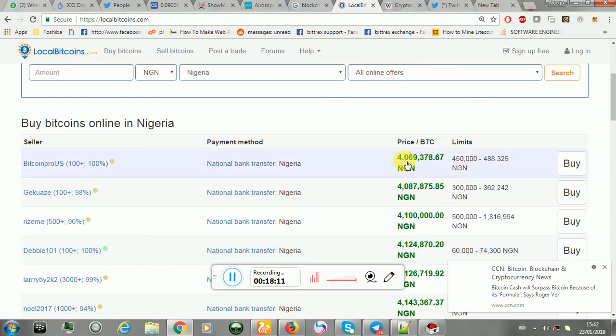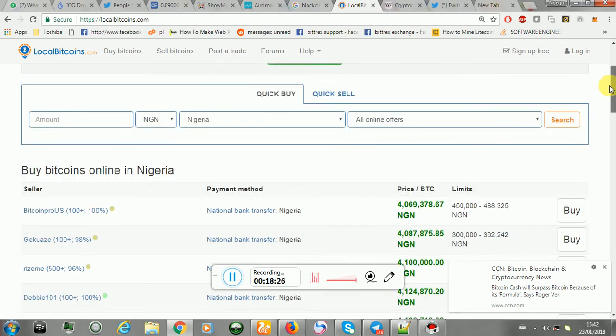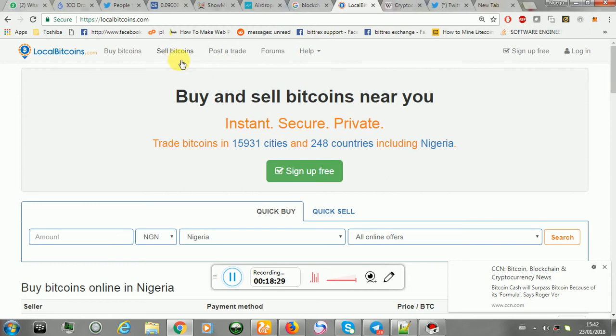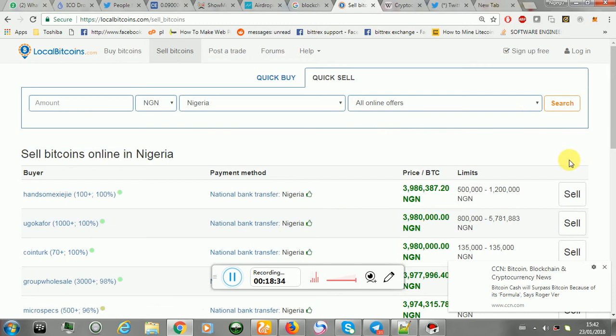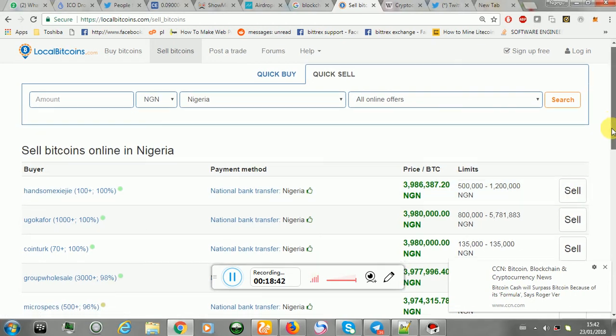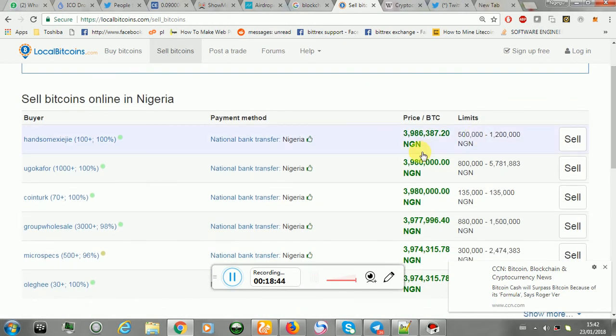Then you can see their rates. This one is selling his Bitcoin for 4,069,378 naira 67 kobo, and so on and so forth. These are their rates and these are their limits. This is where you can actually buy your Bitcoin from. But if you have Bitcoin to sell, you just click on sell Bitcoins, or you click on quick sell. When you click on sell Bitcoins, you see the rates. This is the value they are willing to buy your Bitcoin for. They have their rates and they have their limits. So this is a place that you can actually buy your Bitcoins.